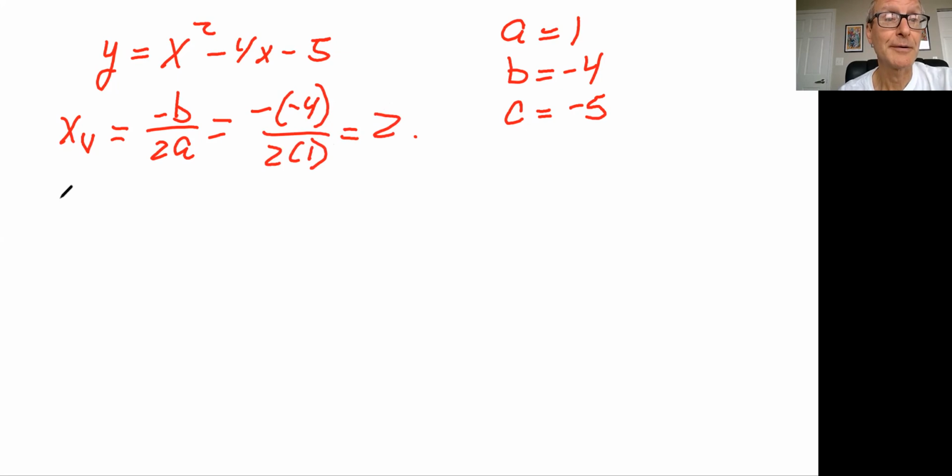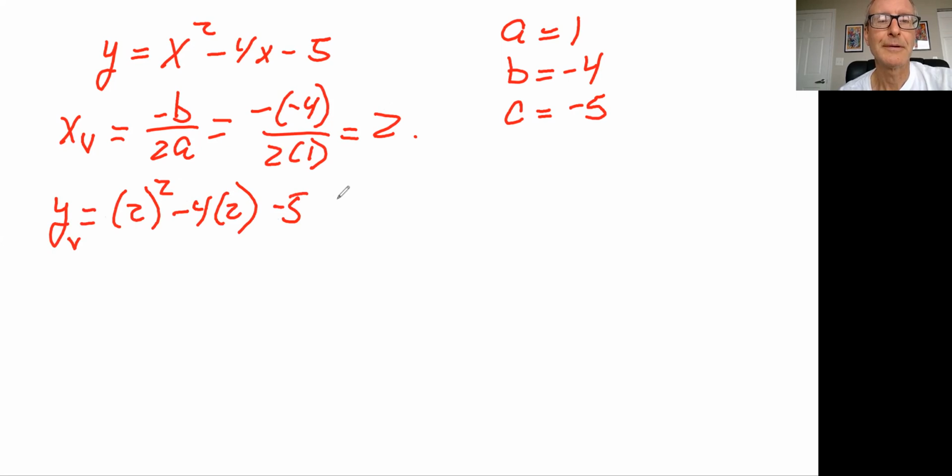What is the y value? Well, the vertex would be 2 squared minus 4 times 2 minus 5. That looks like 4 minus 8 minus 5, and that would be minus 9. So the vertex is (2, -9).